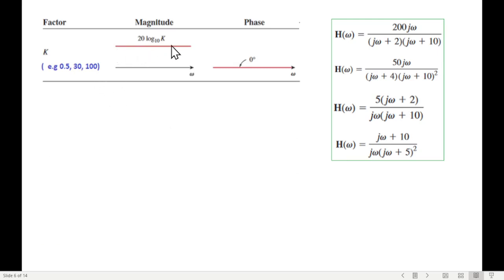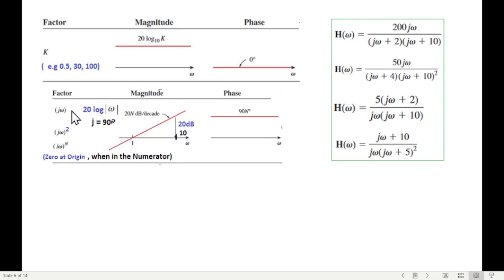First of all, we will plot the constant k. So constant can be any value, 0.5, 30, 100, or maybe 200 here, 50 here. So we just take log of that value, and whatever is in terms of dB, we plot it. This is our 0 scale, and this is the value of the constant. So this is the magnitude, and since constant does not have any phase angle, its phase angle is 0, so this will be the plot of phase along with the 0 line. The next we'll look into j omega plot.